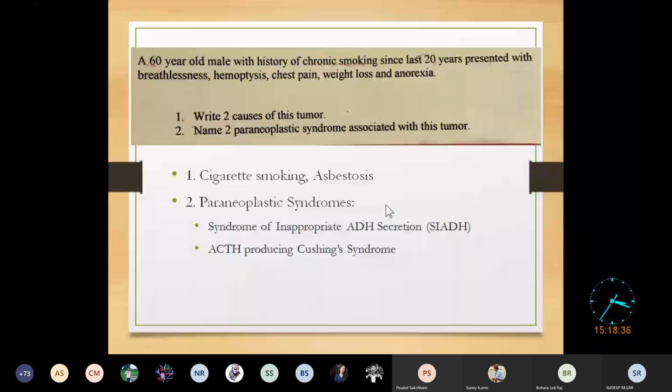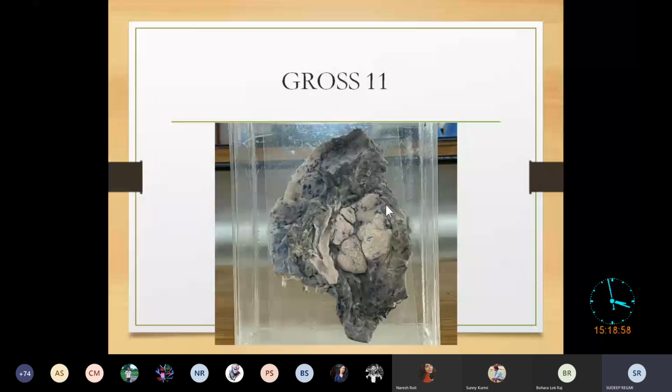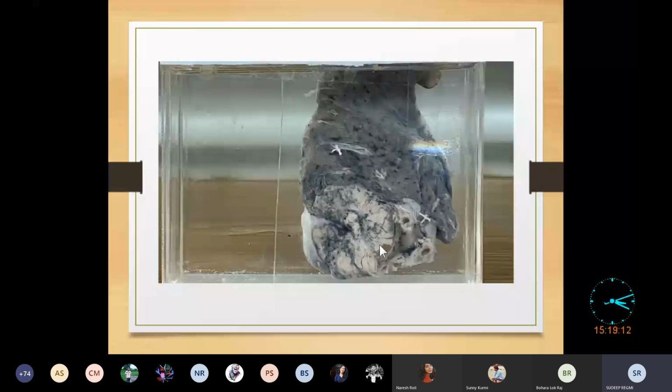Is it okay? Yes, sir. Okay, you have to identify this is lung parenchyma, and along with lung parenchyma there is an irregular gray-white mass, which is present in the lung. And this will be towards the bronchus. So this is known as bronchogenic carcinoma.